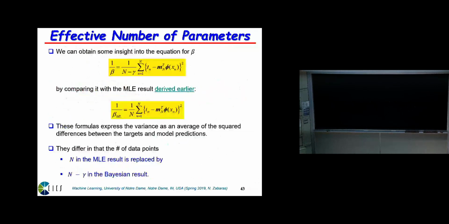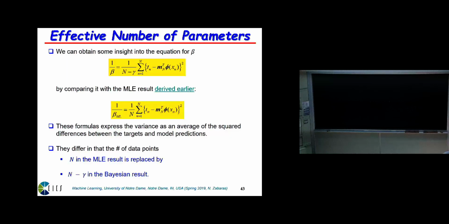Okay, let me see if I'm going to use this slide. So this is the result that we got, and this is the MLE result. You remember the MLE result when we started talking about regression? We said that basically this noise is the sample variance, right? Where this is the regression function, these are the target values. That's basically the sample variance, if you like. But the Bayesian analysis says no, it's not 1 over n, it's 1 over n minus gamma.